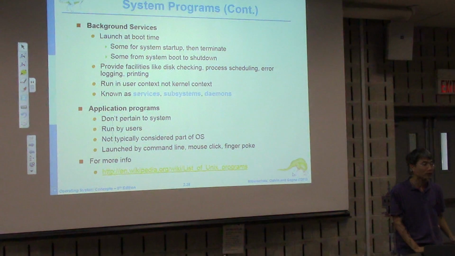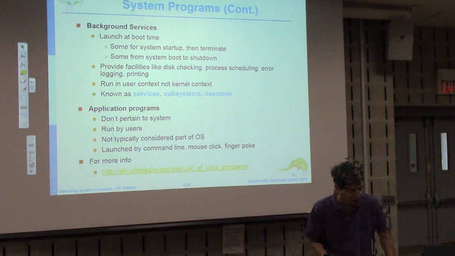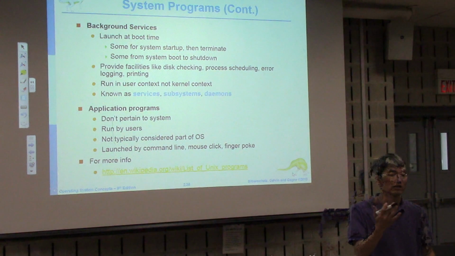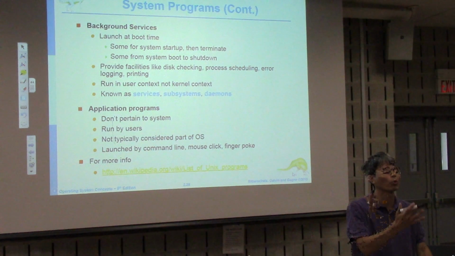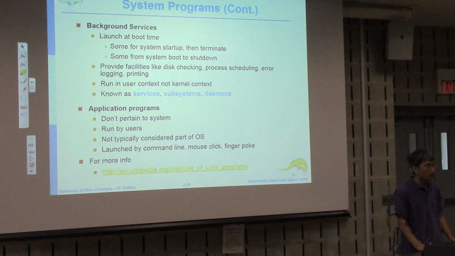Many of them are daemon programs, which means, as I explained, that their parent process ID is not a regular parent's. It's going to be 1 or the kernel. So it will keep running until the system is shut down.